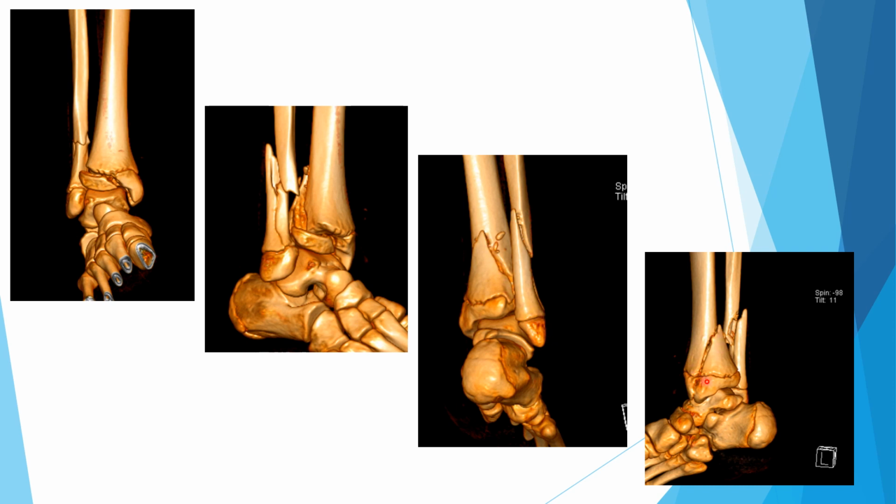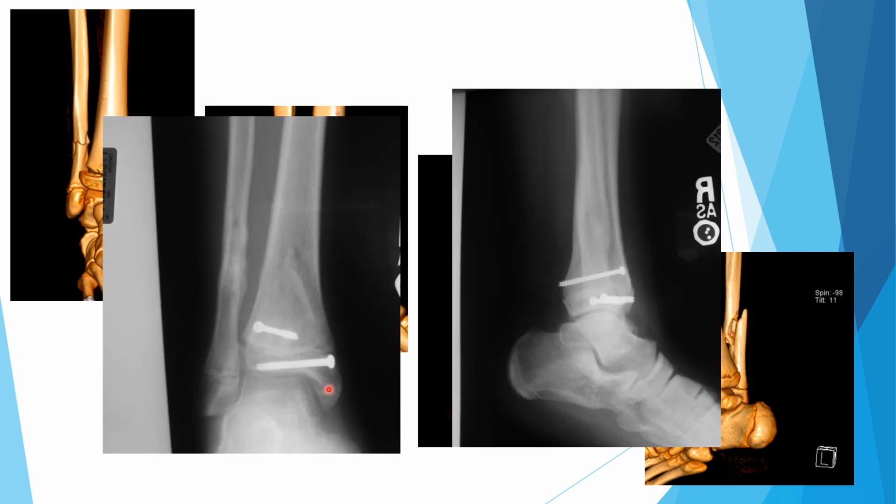And you can see here the picture from the medial. You can see the coronal line here, and you can see the sagittal line here. So this fracture also is treated with open reduction internal fixation. The main goal is to get articular reduction.